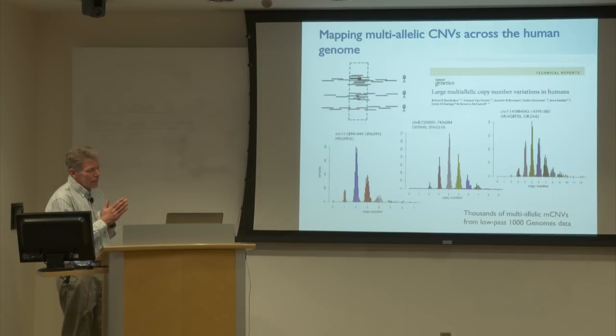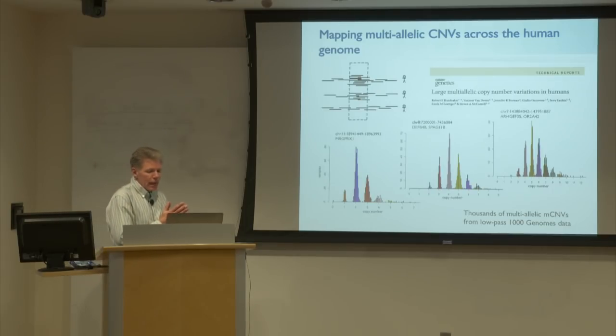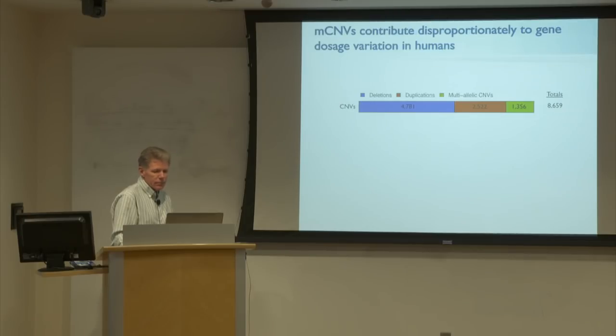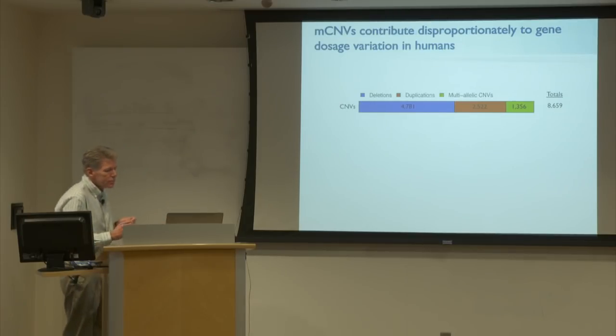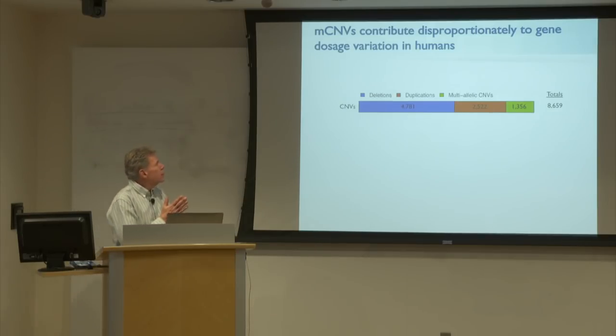So we've done some studies of these using 1,000 Genomes data. And even from low-pass 1,000 Genomes data, you can find thousands of regions in the genome that are multi-allelic. Not all of them are as multi-allelic as these examples here, but there's still thousands of regions like this across the genome. And these multi-allelic CNVs contribute a disproportionate amount to gene dosage variation in humans.